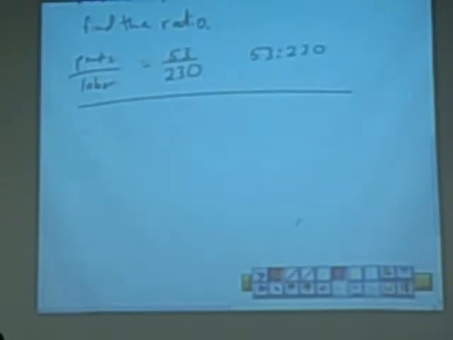Next one, we have the football team won 5 games and lost 8. Find the ratio.